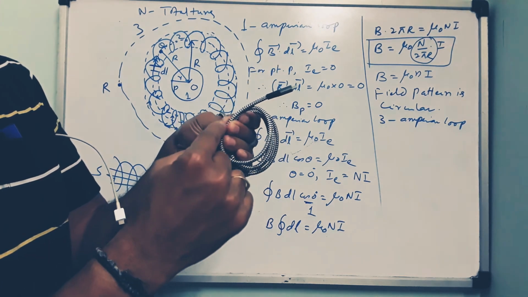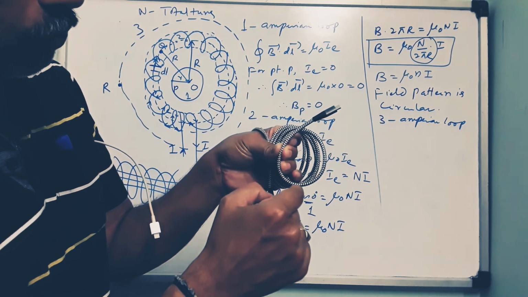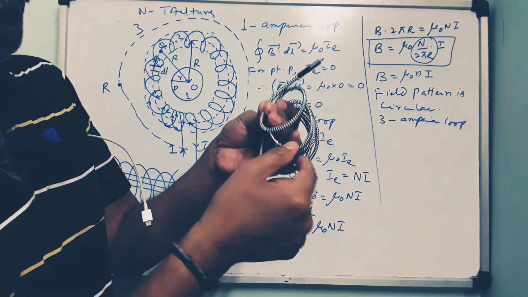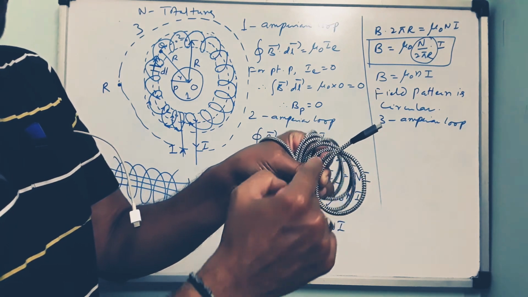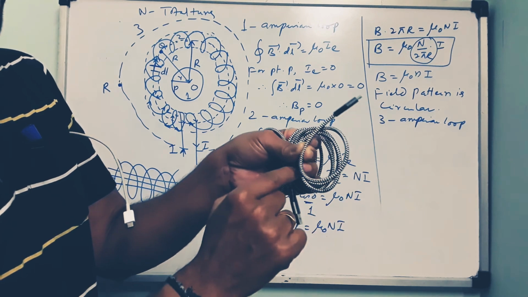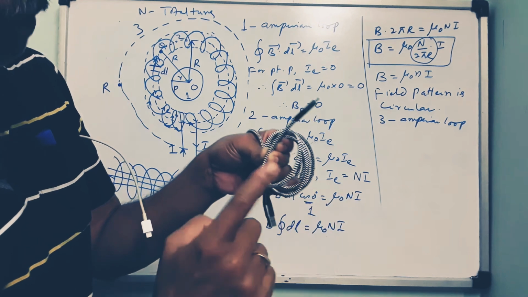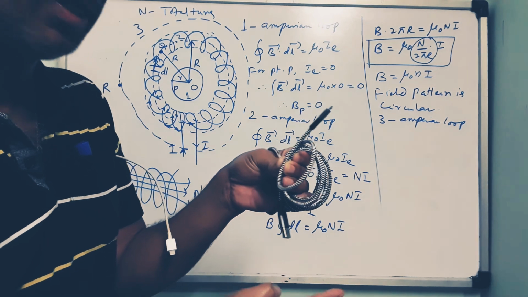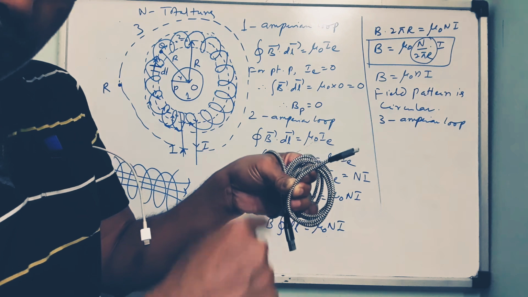This is my first turn. So current is going like this. So at the bottom of this circular coil, current is going like this. It is coming now upwards. And at the top, it is going downwards. And this is my second loop. So in the first loop, at the bottom, it is going downwards, and it is coming like this. And here also in the second loop, at the bottom, it is going upwards. So at the bottom of all these circular coils placed side by side, the current is going in the upward direction. And on the top, the current is going in the downward direction.